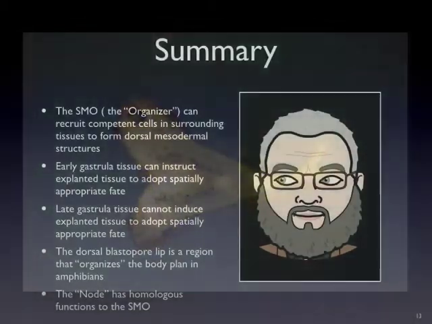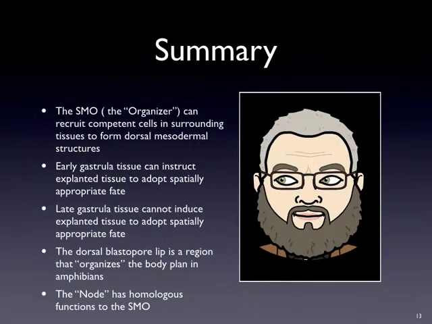All right. So what have we learned? Well, we learned that the Spemann-Mangold organizer, or the organizer, can recruit competent cells in surrounding tissues to form dorsal mesodermal structures. All right, I didn't go into that in a lot of detail because we will get to that, but that's essentially what's happening here. We also learned that there are some differences in competence and in inductive capacity between early and late gastrulas. And we learned that the dorsal blastopore lip is actually the region where those signals that are organizing the body plans in the amphibian reside.